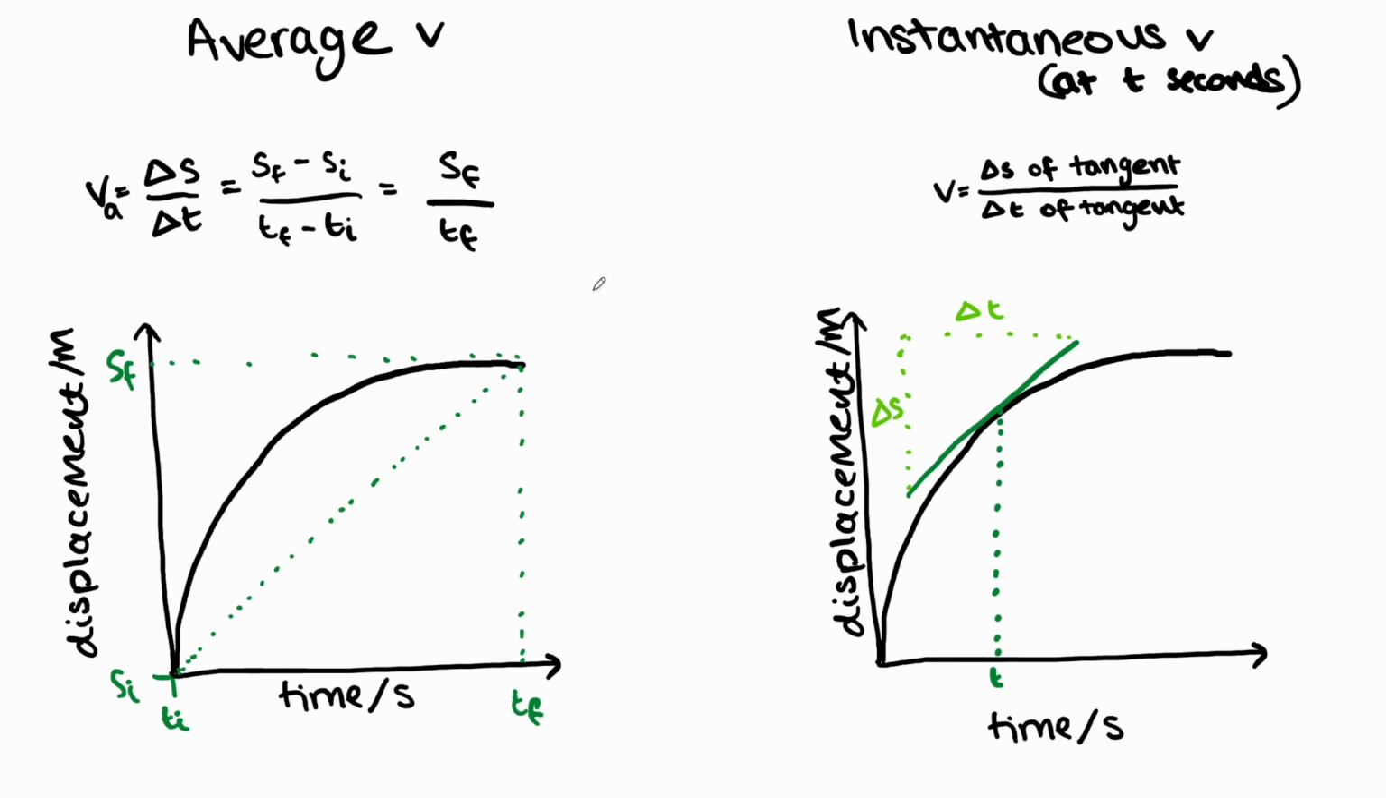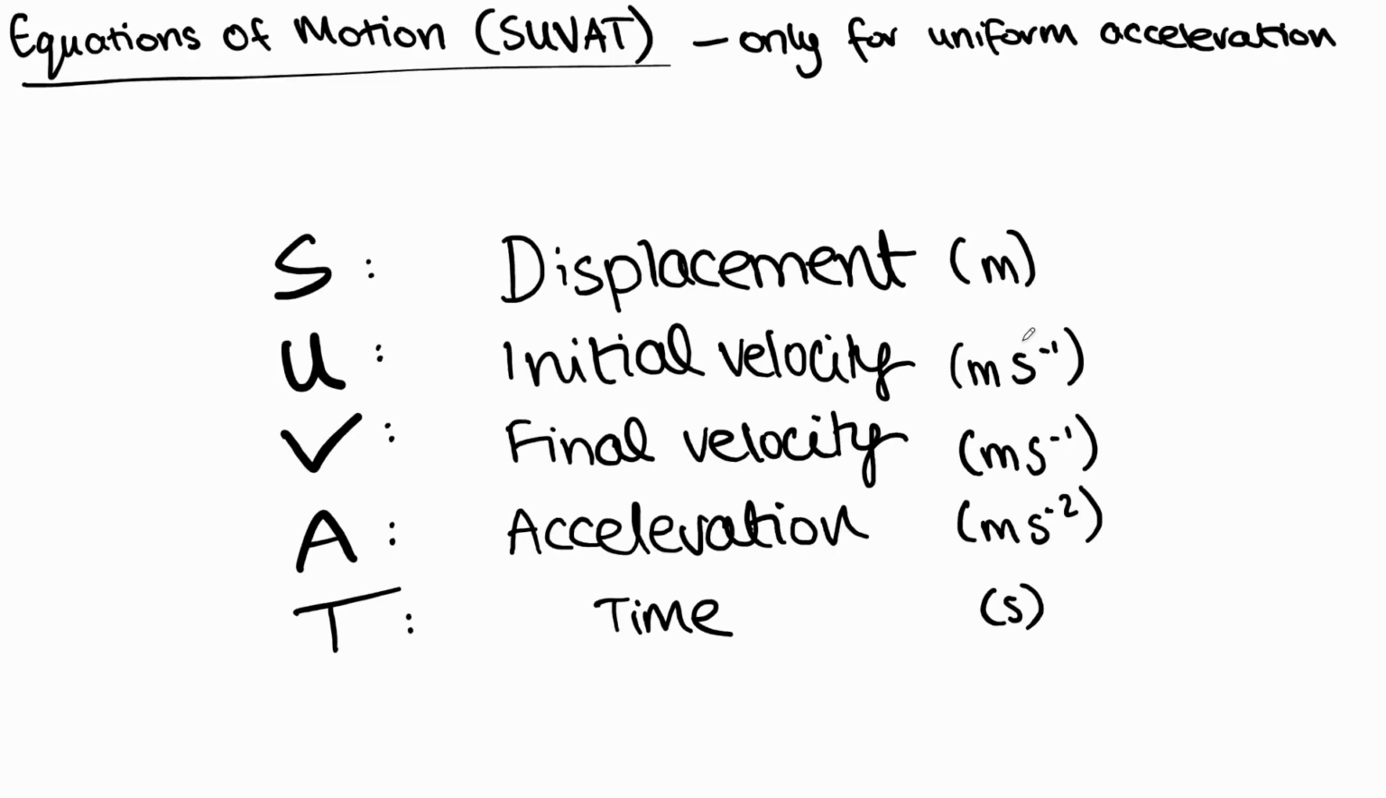But then for the instantaneous velocity, it's a little more complicated. You have to first draw a tangent at the time that they want here, for example, at t. You have to draw a tangent and then substitute for delta s and delta t the different components of the tangent, but not too complicated.